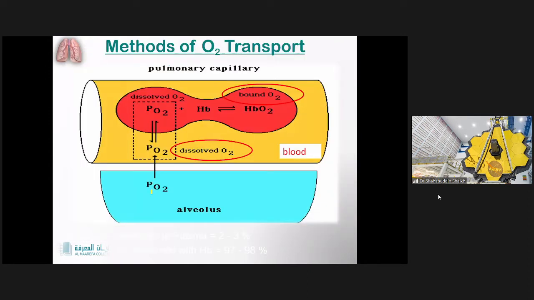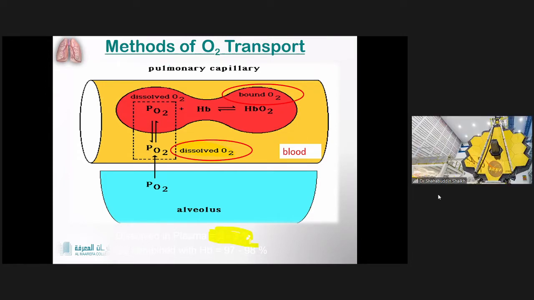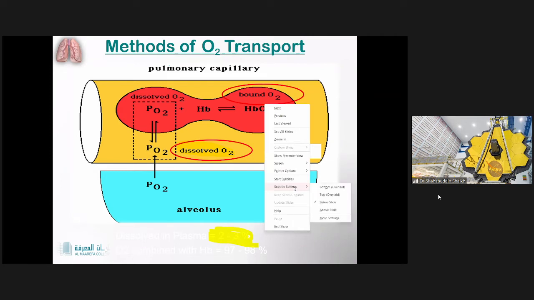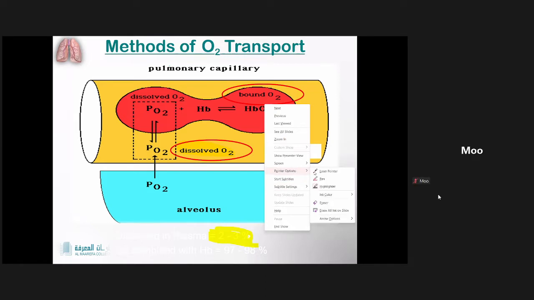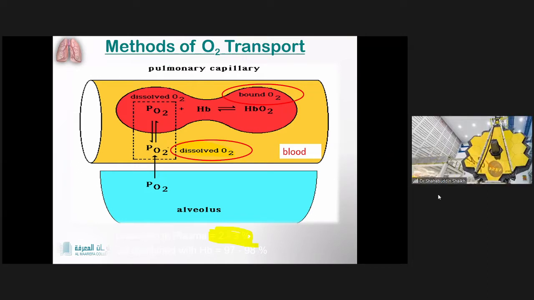Very important question. How much is dissolved oxygen transport? 1 to 3% of total oxygen transport. In some books it is 1 to 2, or in some books it is 2 to 3. So we say 1 to 3%. What is the importance of dissolved oxygen? Very, very important. Partial pressure of oxygen, PO2, is due to dissolved oxygen.